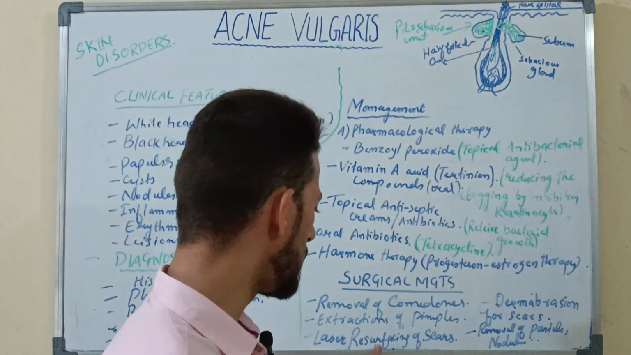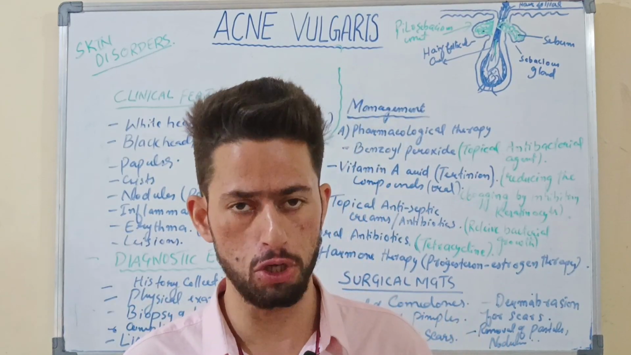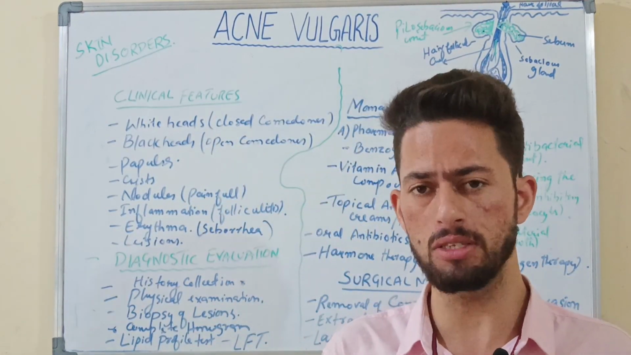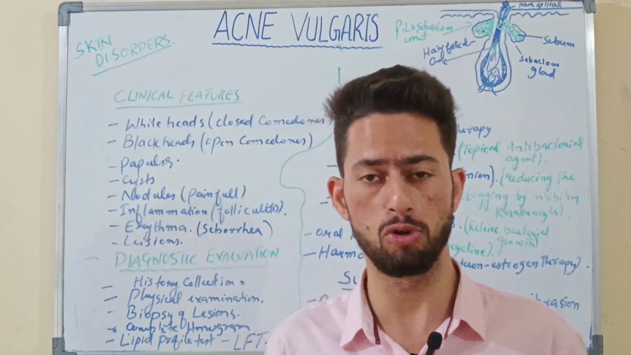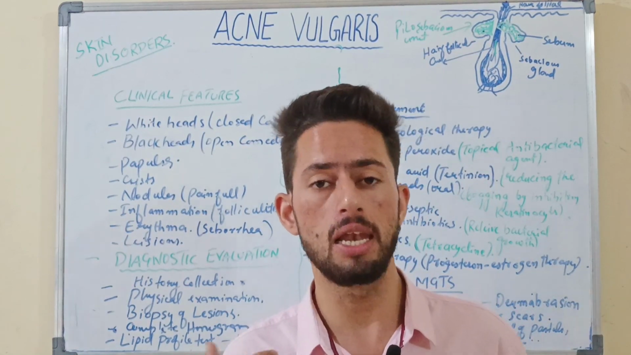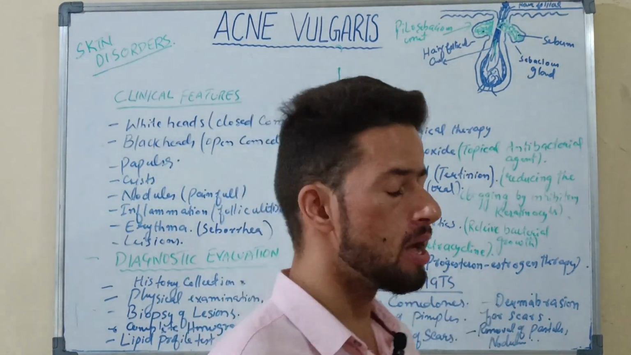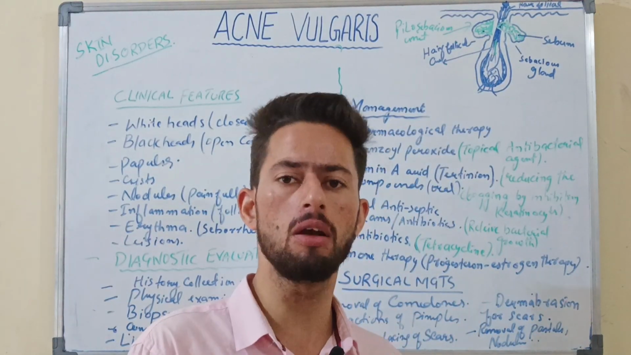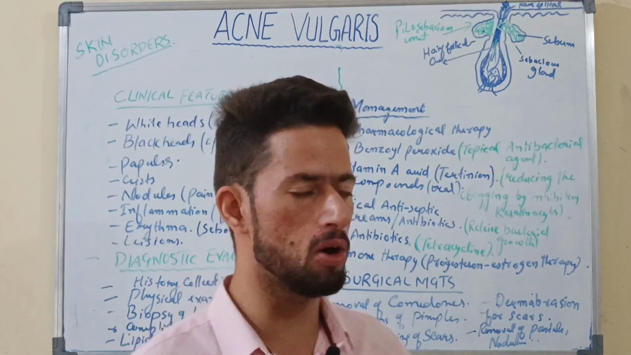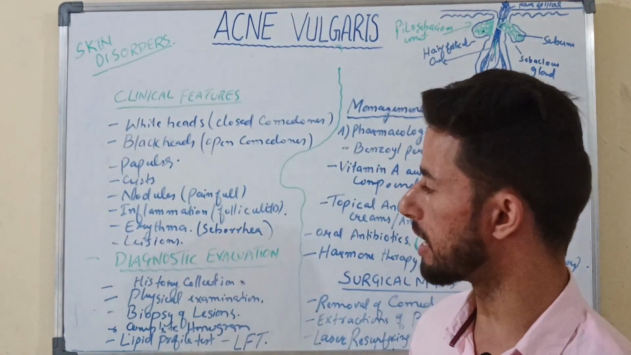The next one is the laser resurfacing of scars. If there is a formation of scar tissue, that is hard tissues, hard and tender pimples that are not able to be removed by medical treatment, they should be removed by using the laser resurfacing therapies. The next one is dermabrasion for the scars, that is the peeling of the scar tissues. And the last one is the removal of the pustules and nodules. So this was all about the surgical management of acne vulgaris.